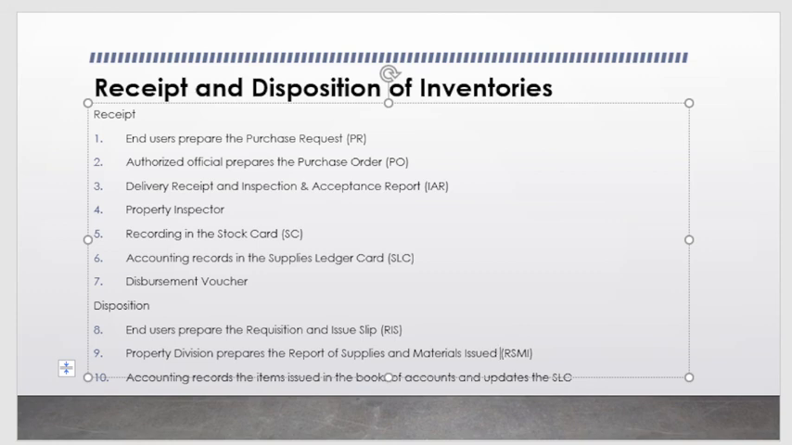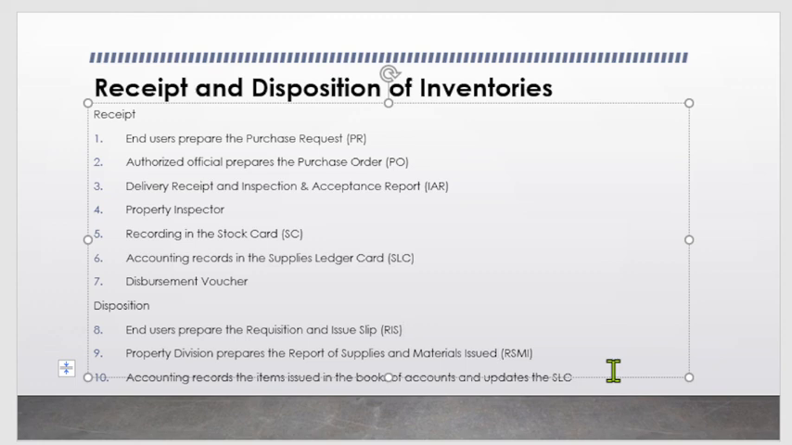RSMI. Then the accounting records the items issued in the books of accounts and then updates the supplies ledger card kasi bawas naman ito. This is a disposition, so this is a negative item in your SLC. Okay? Sa stock card din ganun, babawasan mo siya. Okay. Then, i-issue na natin yung items doon. Si property division na ang mag-i-issue ng items, magbibigay doon sa unit na nangangailangan ng bond paper, for example, or ng photocopying machine, or ng kung ano pa mang items of inventory.